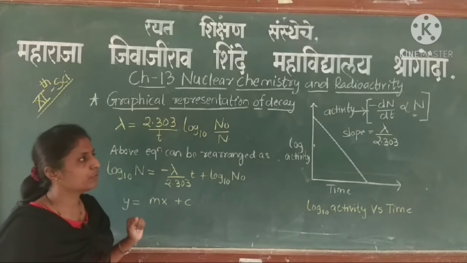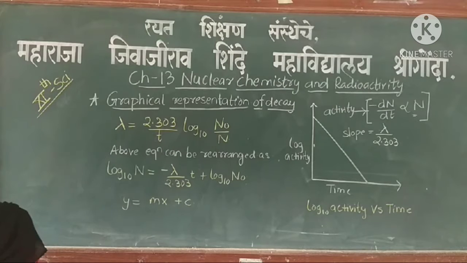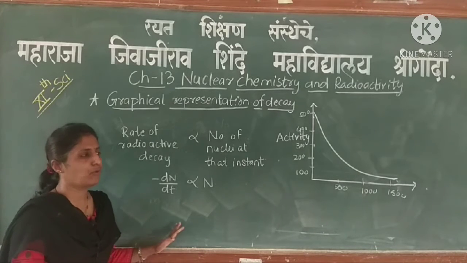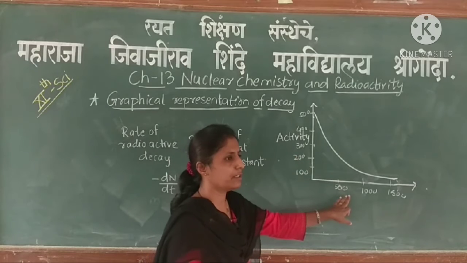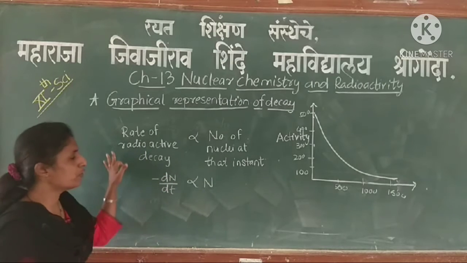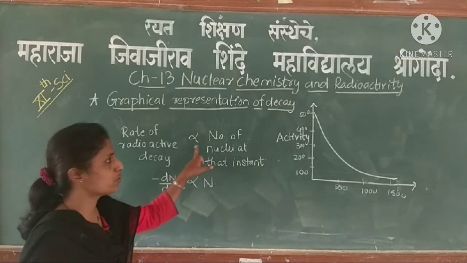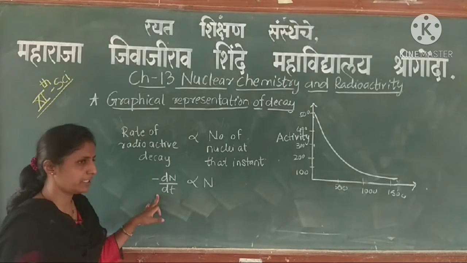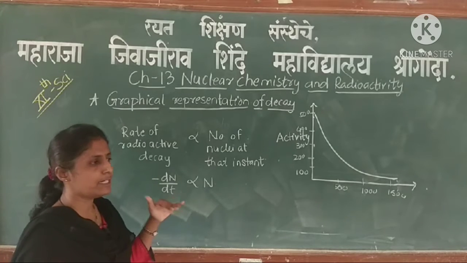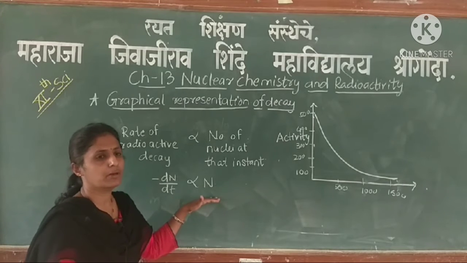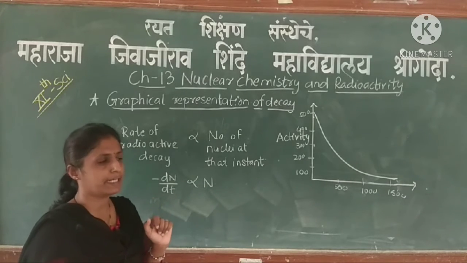Okay, now moving on to the next point, that is rate of radioactivity decay. We are going to study the graph of rate of radioactivity decay in terms of time. The number of nuclides go on decreasing. Now we have seen that the rate of radioactivity decay is directly proportional to the number of nuclei at that instant, that is minus dN upon dt. The rate at which the number of nuclides is changing or being converted is directly proportional to the number of nuclides present at that time.